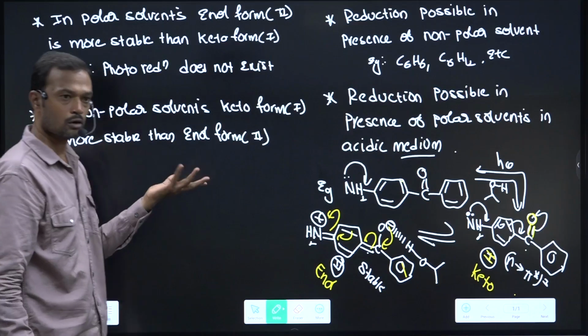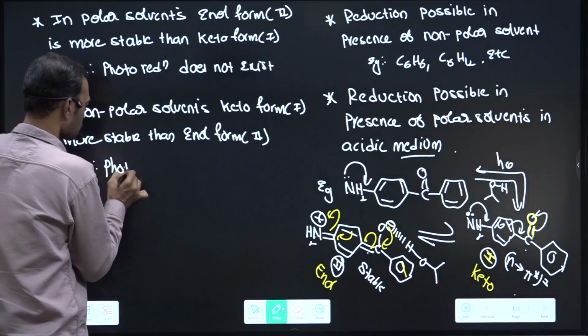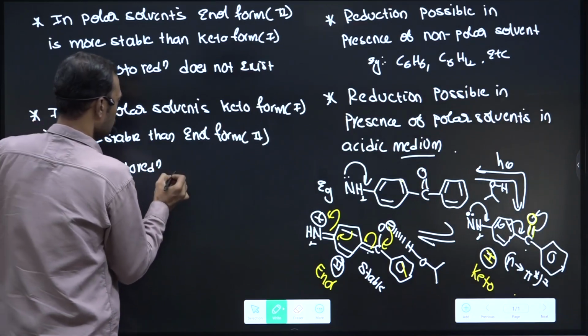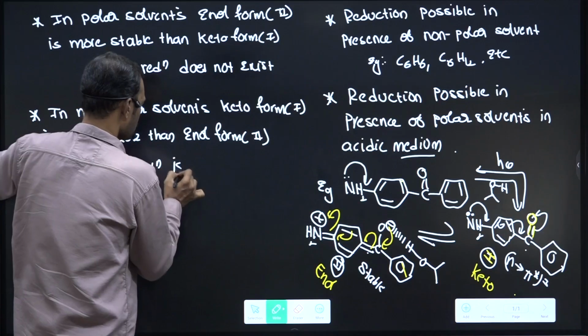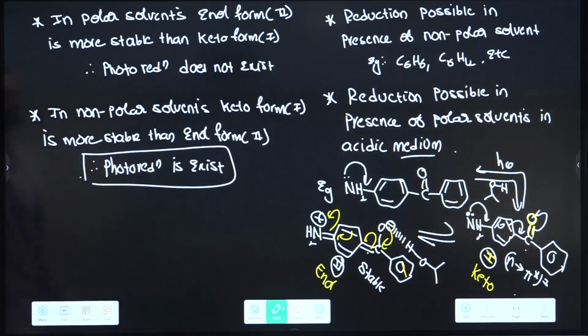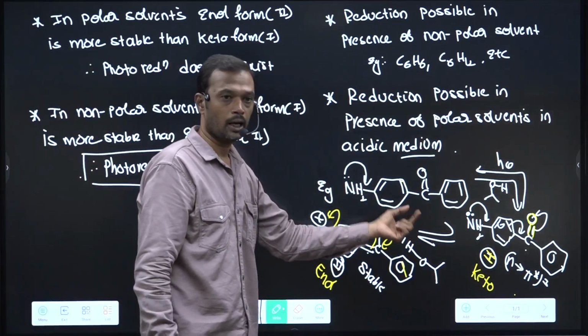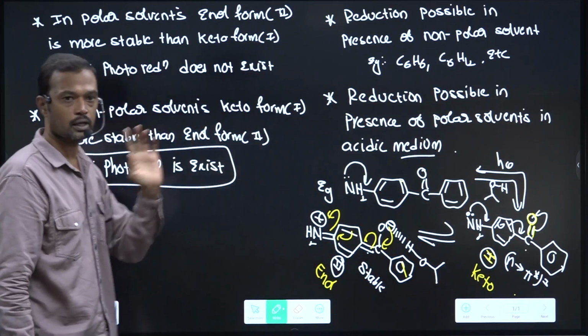Suppose I take non-polar solvent, no hydrogen bonding, so enol is unstable. So therefore, is photo reduction possible here or not? Yes. Photo reduction exists. So if you want to do photo reduction for benzophenone having mesomeric groups, try to see the solvent. If the solvent is polar, no reaction. If the solvent is non-polar, directly possible. And if polar solvent with acid medium, then reaction is possible.